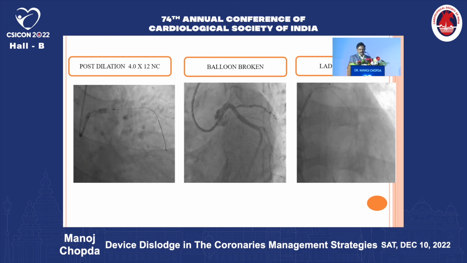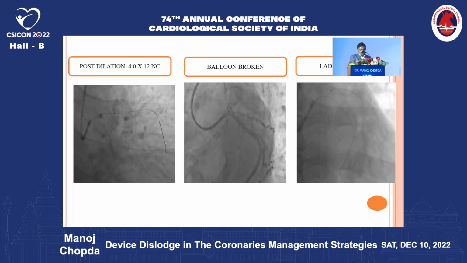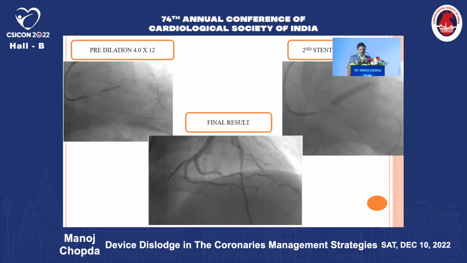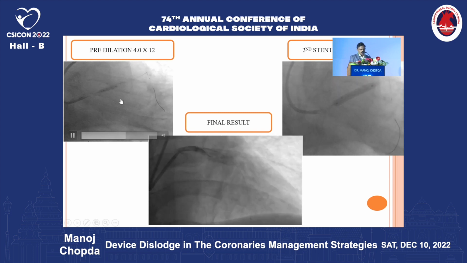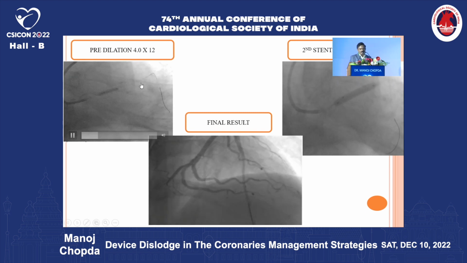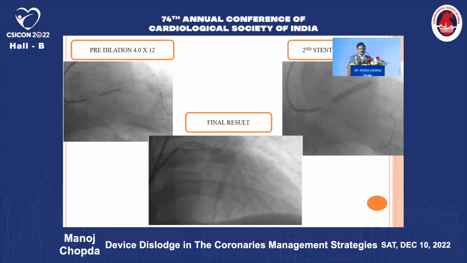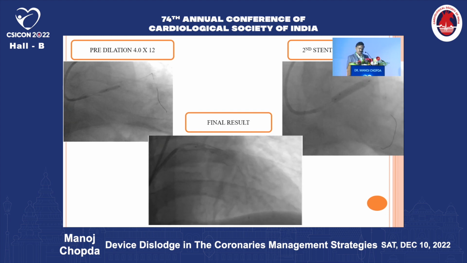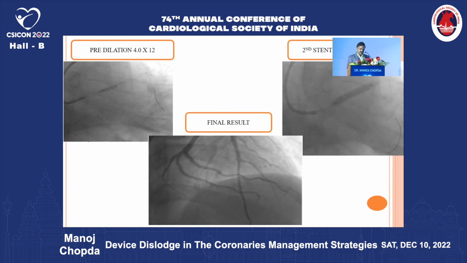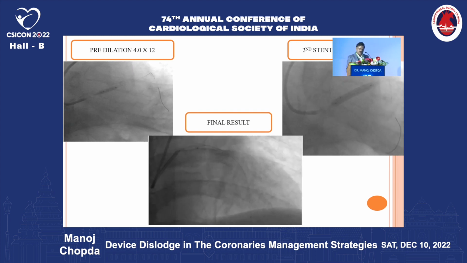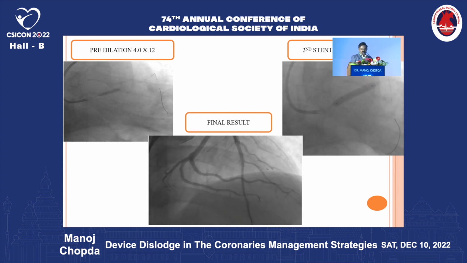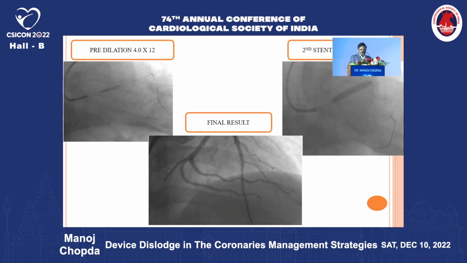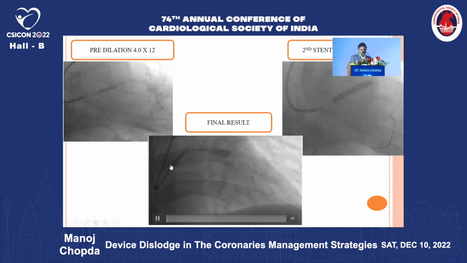So we wired the LAD and circ, and pre-dilated with a 4 by 12. We could get flow across the LAD. We did an IVUS, which showed some fragment of the balloon remaining inside the LAD. I don't have an IVUS run here. So we decided to go with a 4 by 18 stent, deployed it and covered the balloon part, got a good result, and the patient stabilized.